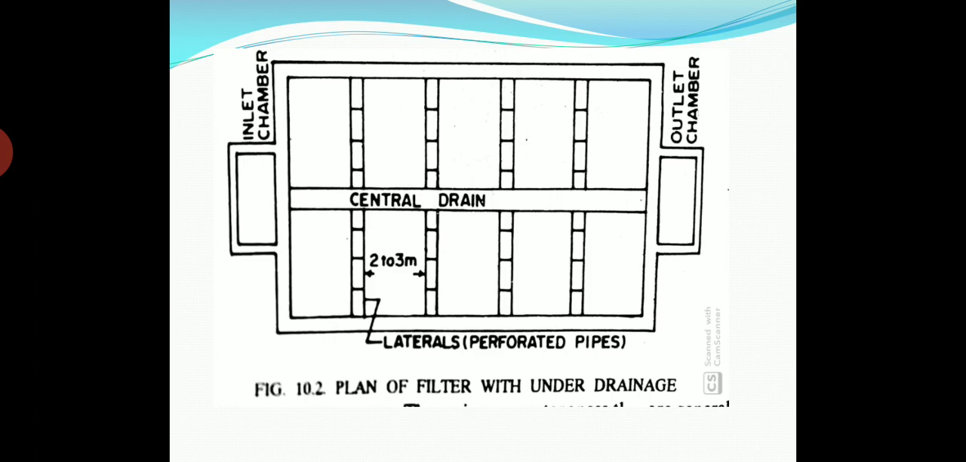This lateral drain spacing you can see is varying from 2 to 3 meters. So the spacing is 2 to 3 meters. The lateral drains have small porous holes on them. When water trickles down, it first enters into the lateral drain and then into the central drain and comes out from the outlet chamber. So this is the under drainage system arrangement.